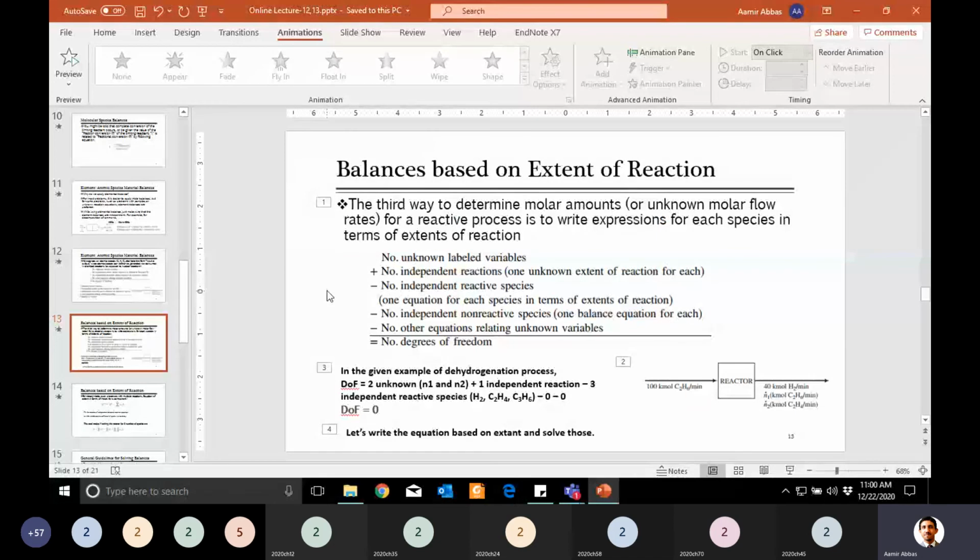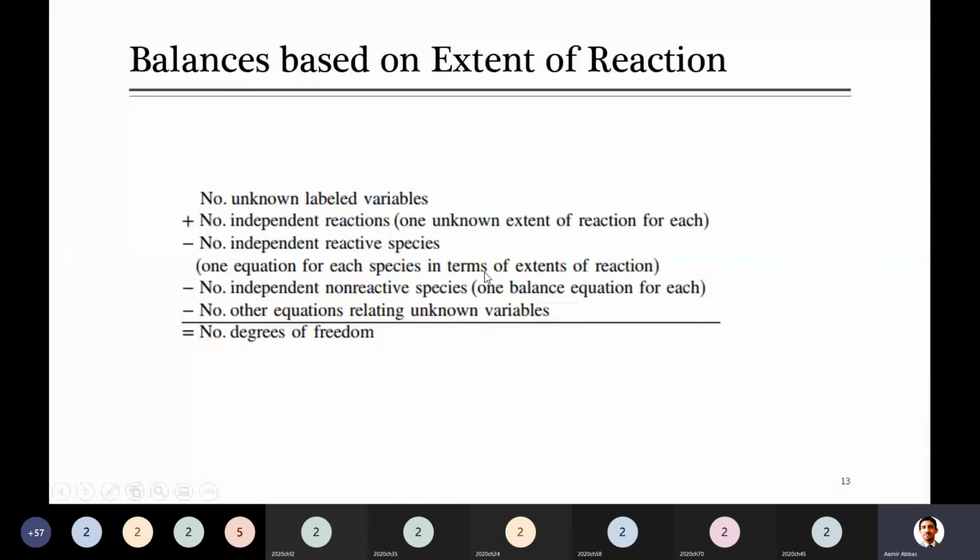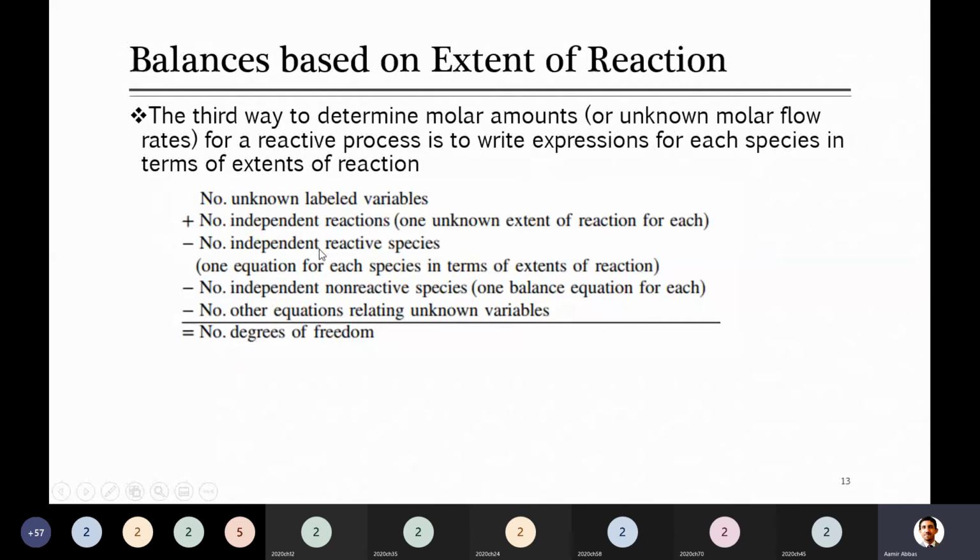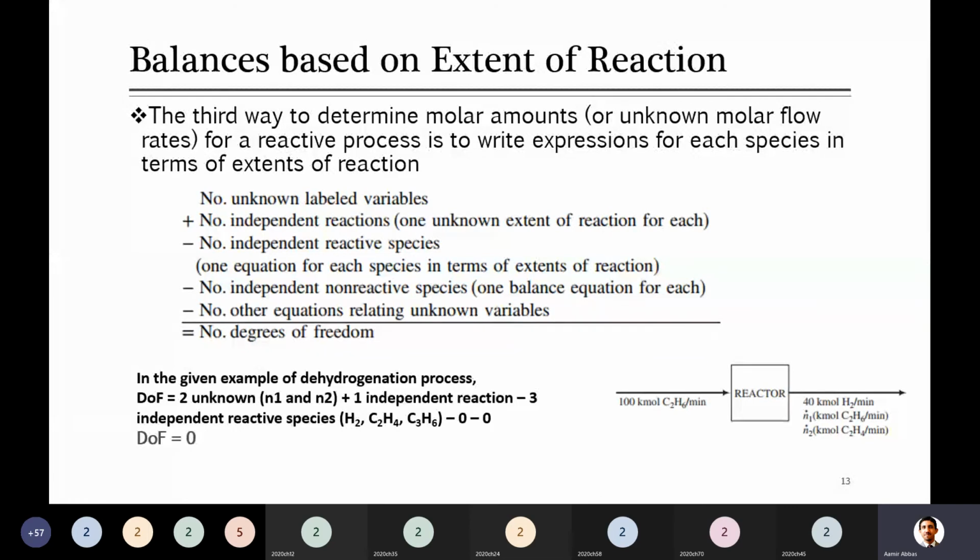Sir, there was only one reaction for this system, only one reaction. After that, how many reacting species are there here which are taking part in the reaction? You have 3 species. It is 3. Look at the reaction, there are 3 inside the reaction. C2H6 is going to H2 plus C2H4. So these are 3. So 2 plus 1 minus 3. Any non-reactive species in this system? No. Any other equation? No. So overall it is 2 unknowns that I have mentioned, plus 1 independent reaction minus 3 independent species. So that will give you degree of freedom as 0.